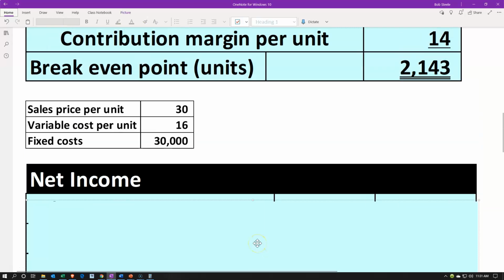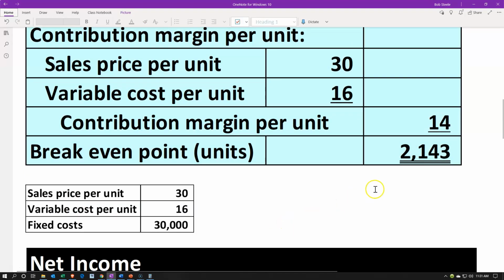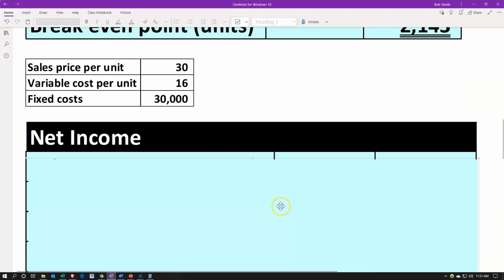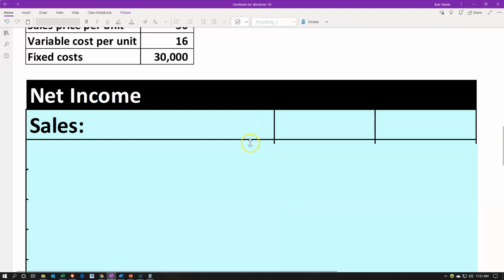So now we'll prove that this is the break-even point in units, that 2,143 about, by making an income statement, but we're basically going to make it a contribution margin type of income statement. In other words, instead of an income statement that typically starts off with sales minus cost of goods sold gives you gross profit, we're going to take the sales minus the variable costs gives you the contribution margin. So we're going to look at it in this format.